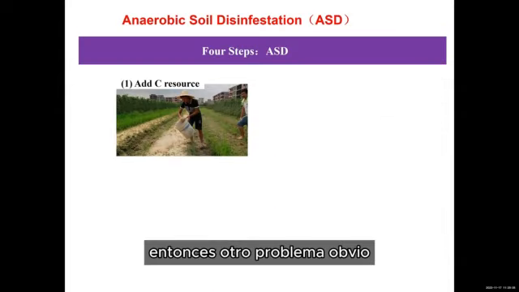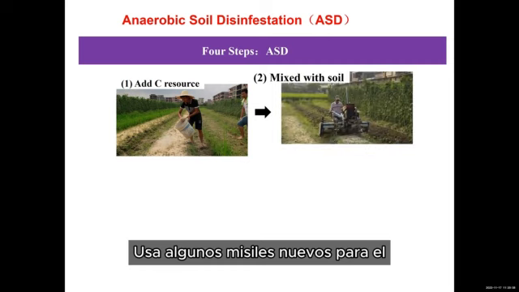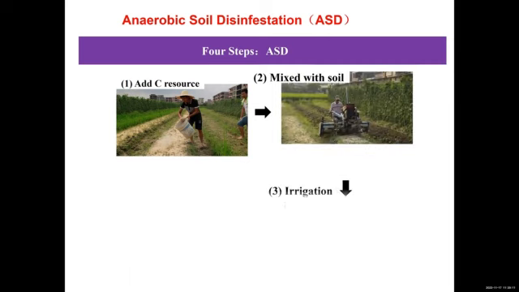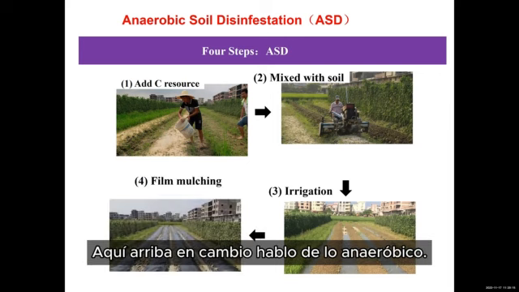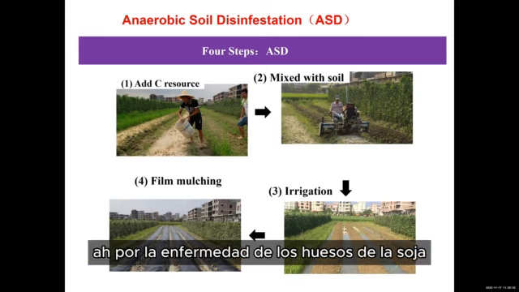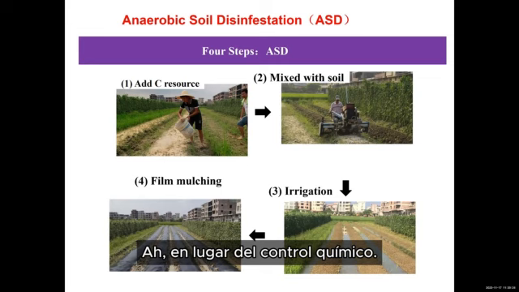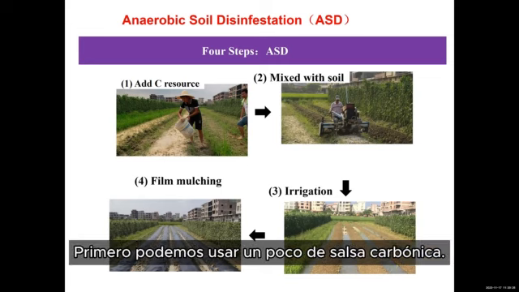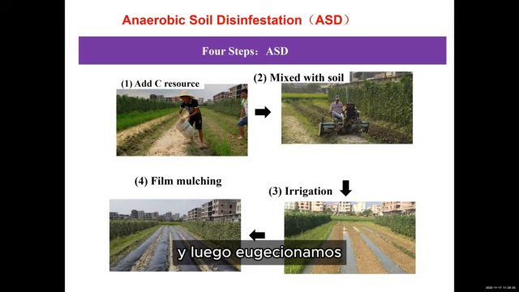So another issue, I will show some new methods for the control of disease. Here I talk about the anaerobic soil disinfestation for the soil-borne disease. Instead of chemical control, first, we can add some carbon source, for example, straw, rice bran, or intercrop residue to the soil, and then we irrigate.